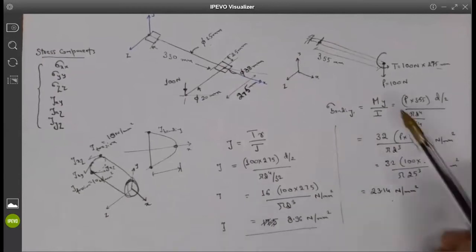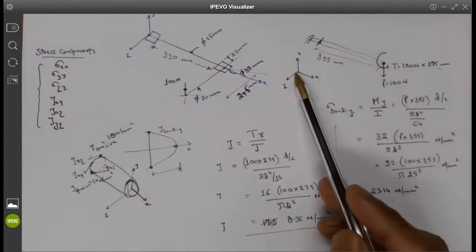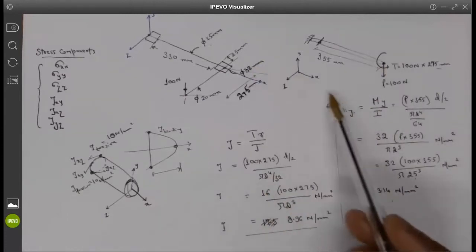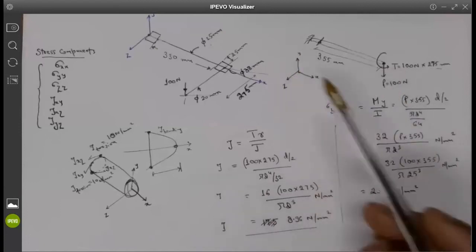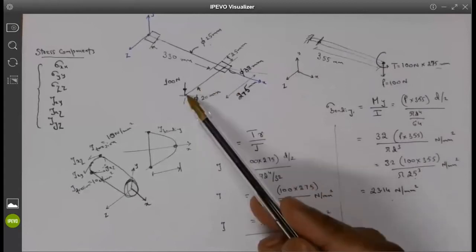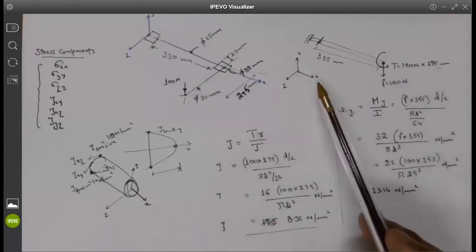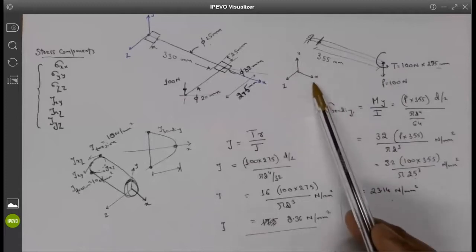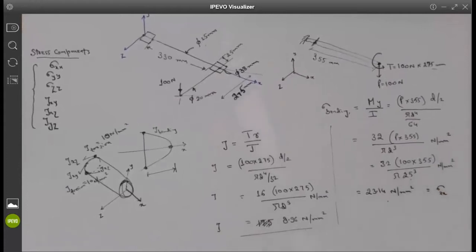So I asked you about the bending stress, and I said, okay, if this is the coordinate system, x is along the axial direction, y is going upwards, z is going out of the plane where this L-shaped bar is placed. So bending stress will be along the x direction. So sigma bending is equal to sigma xx. Does it make sense to everybody so far? Yep.